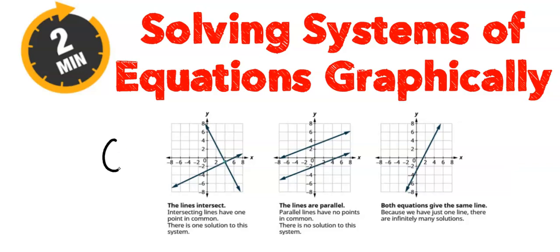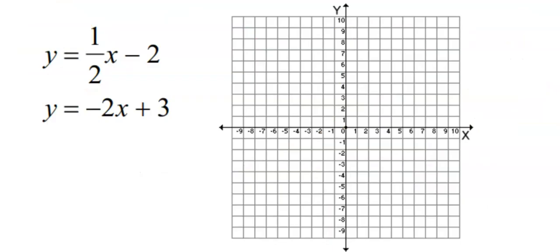When you have one solution, you name that x and y ordered pair point. When you have no solutions, you can use the empty set symbol, and when you have infinite solutions, you can use the infinity symbol. Let's get started.